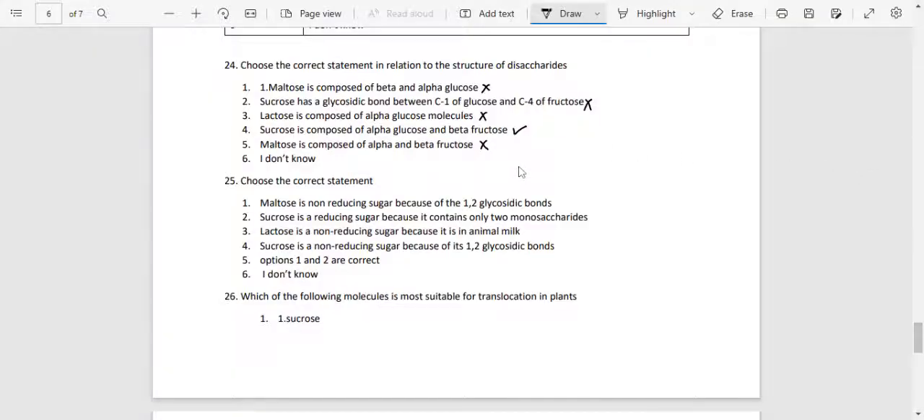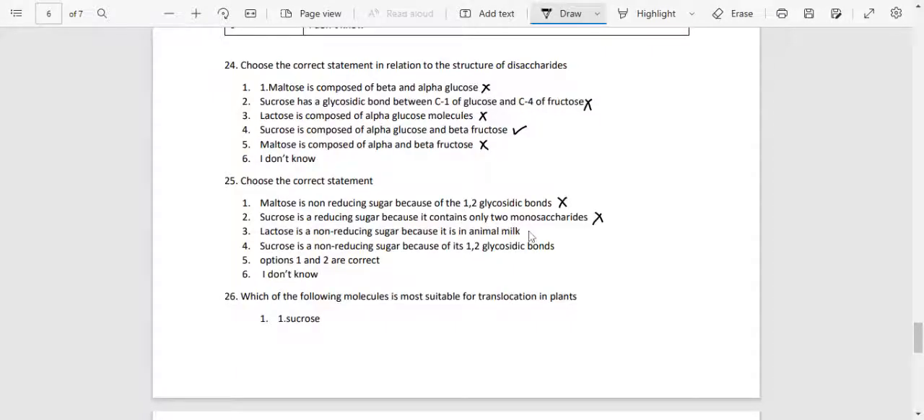Question 25. Maltose is a non-reducing. Choose the correct statement. Maltose is a non-reducing sugar because of the 1,2 glycosidic bond. Now, the 1,2 glycosidic bond is not even in maltose. Maltose is a reducing sugar. Sucrose is a reducing sugar. Just the words reducing sugar for sucrose means it's wrong, because sucrose is a non-reducing sugar. Why? Because it has got a 1,2 glycosidic bond.